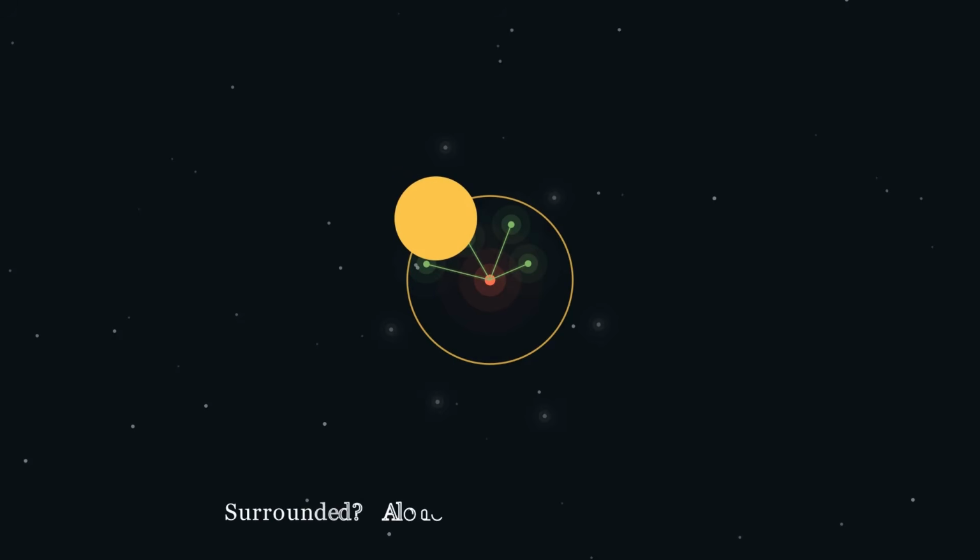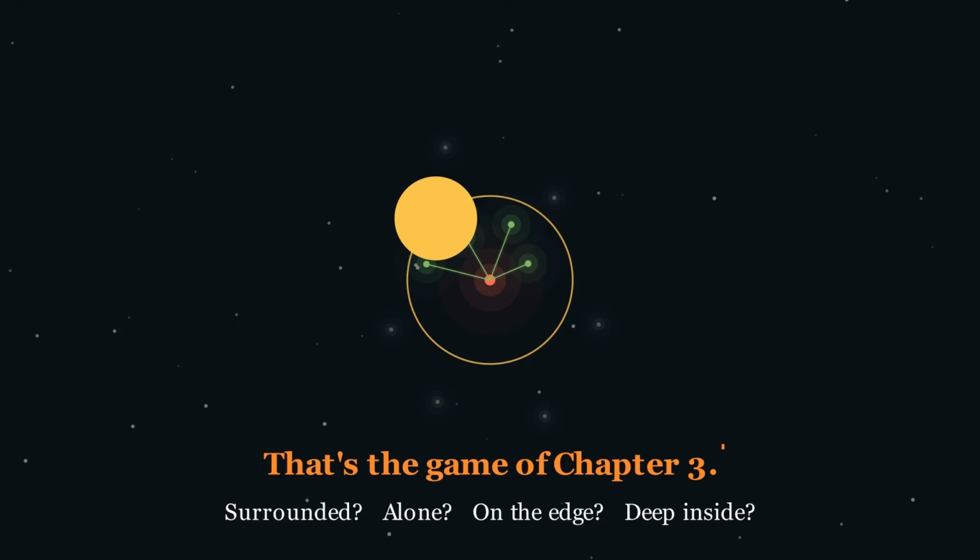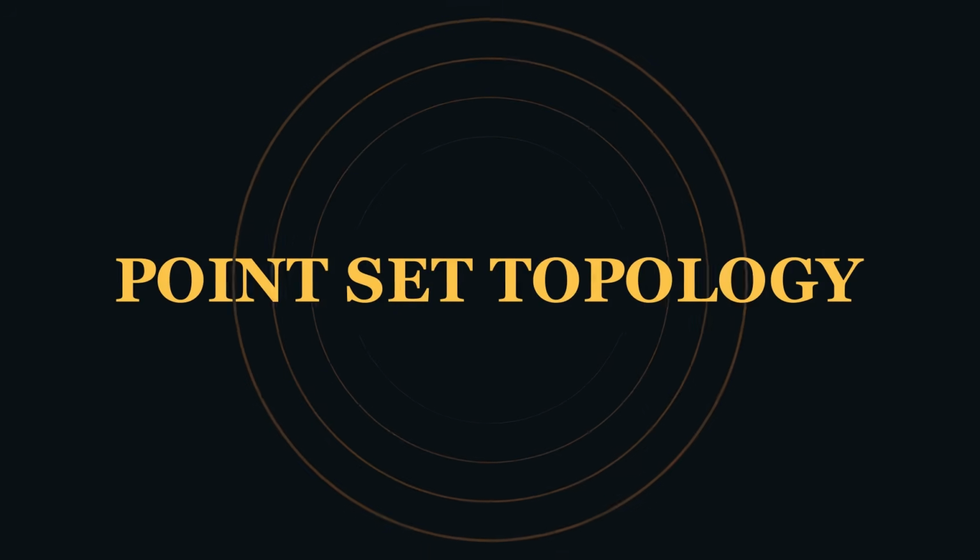Ready? Here's the question. If I pick a point, just one single dot, and I zoom in really, really close to it, what does the world look like right there, around that dot? Like, is that dot surrounded by friends? Is it all alone? Is it sitting at the edge of something? Or is it buried deep inside? That's the game of Chapter 3. And the name of this game? It's called Point Set Topology.